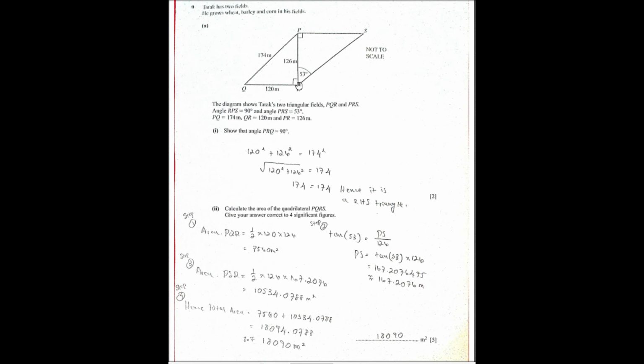So to show that this triangle is a right angle triangle, the square of these two sides, which is 120 and 126, must equal the square of the hypotenuse. Just use the hypotenuse rule to prove that it is a right angle triangle. Next question, calculate the area of the quadrilateral PQRS. Give your answer correct to 4 significant figures, meaning they're asking for the total area of this diagram.